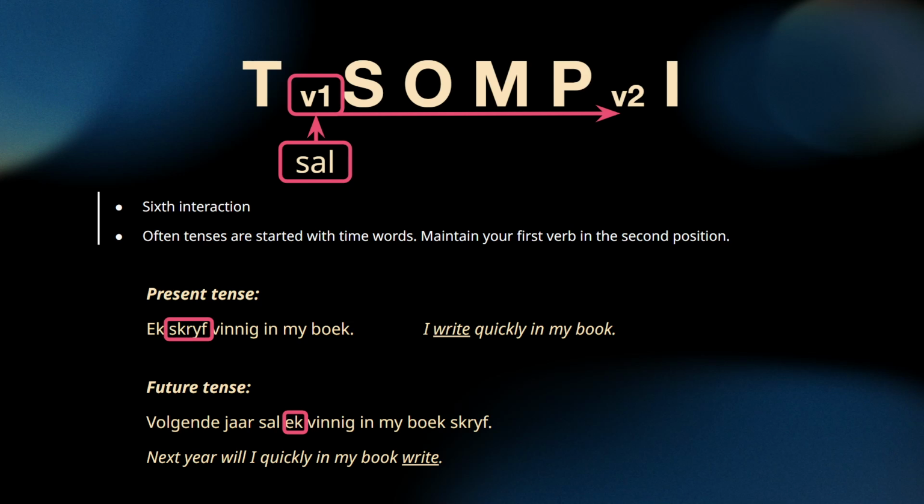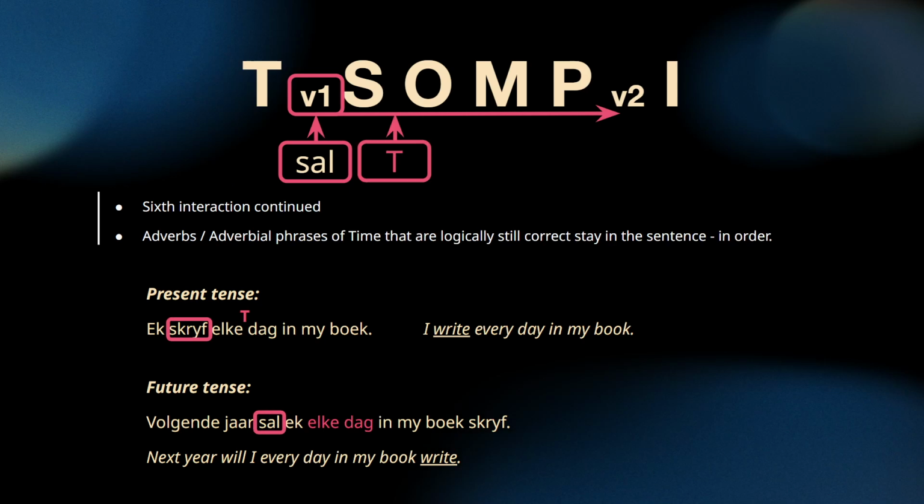This happens because in Afrikaans, the verb has to be in that second position. Afrikaans is a very verb-centric language, so please be careful that you do not now write your tense or your adverb or adverbial phrase of time, then your subject, and then your verb, because it's not going to make sense. Volgende jaar sal ek vinnig in my boek skryf. All right. I almost jumped ahead a little bit.